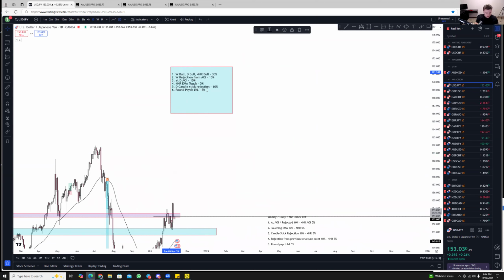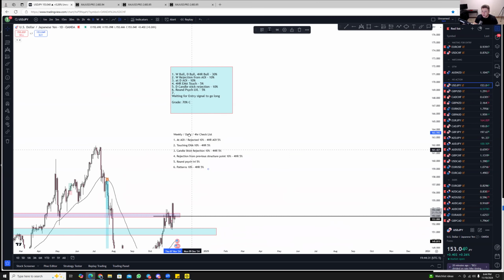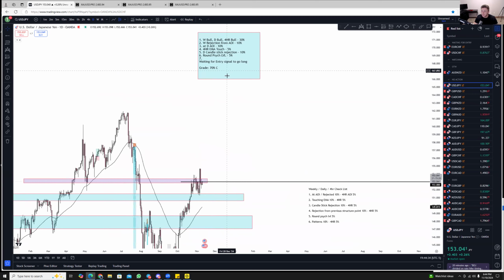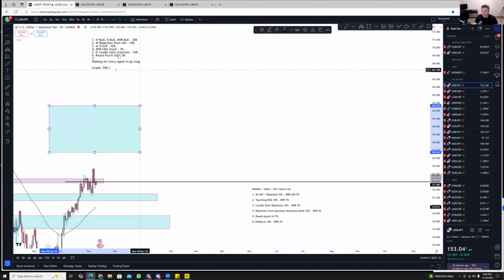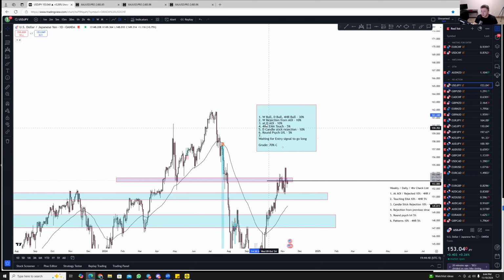All right, so overall grade, we are waiting for entry signal to go long. Grade is what? 30, 40, 50, 60, a 70. This is a 70% trade. This is a C trade. Okay, that makes sense. Let's get this down in here a little bit better so we can see it. Boom.